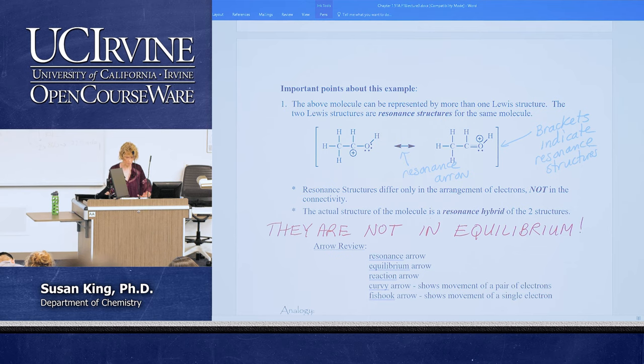So let's review our arrows. We have a resonance arrow here, equilibrium arrow. We have an arrow going one direction, we have an arrow going the other, or we have it like this. You'll see both of those. Those are equilibrium arrows, not to be confused with the resonance arrow. We have a reaction arrow, you know, A plus B goes to C, that's straight. And then we have curvy arrows. So this answers your question over here. That's a curvy arrow showing the movement of a pair of electrons, and then we have a fishhook arrow showing the movement of a single electron. So those are all the arrows. So that's not an equilibrium arrow.